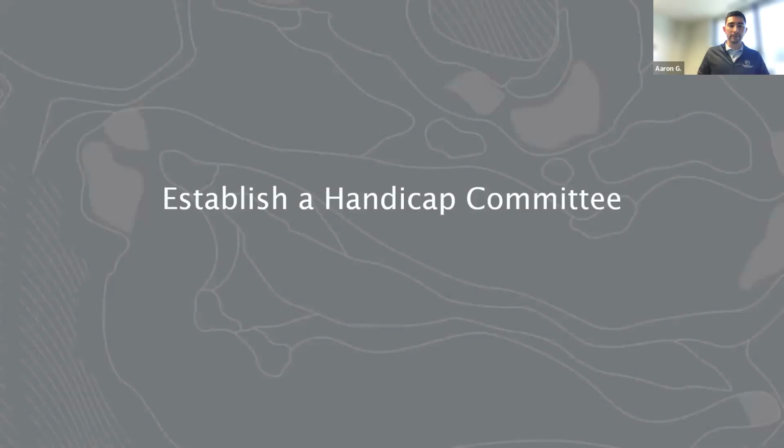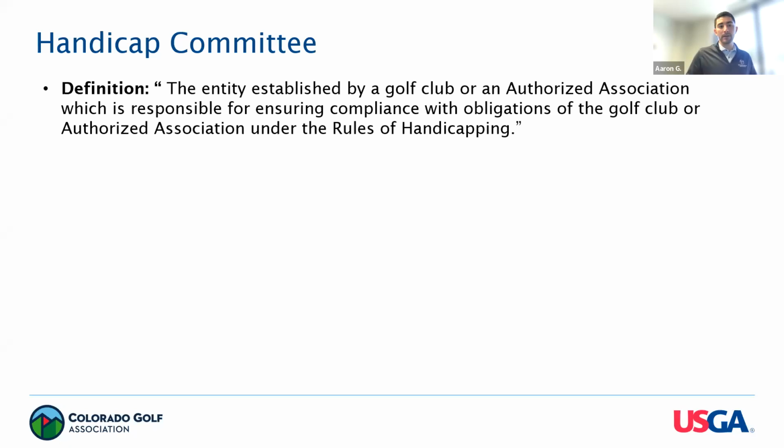Let's keep it moving. So the Handicap Committee, or establishing a Handicap Committee. Again, the rest of this seminar here is kind of similar to the way the committee guide is set up. So the next piece would be establishing a Handicap Committee. The definition of a Handicap Committee is, as you see here, an entity established by a golf club or an AGA, which is responsible for ensuring compliance with obligations of the golf club or authorized association under the rules of handicapping.